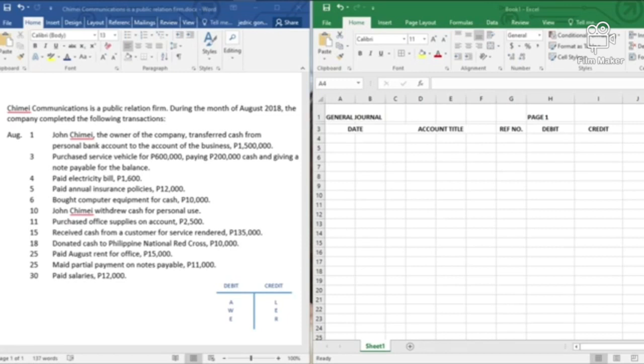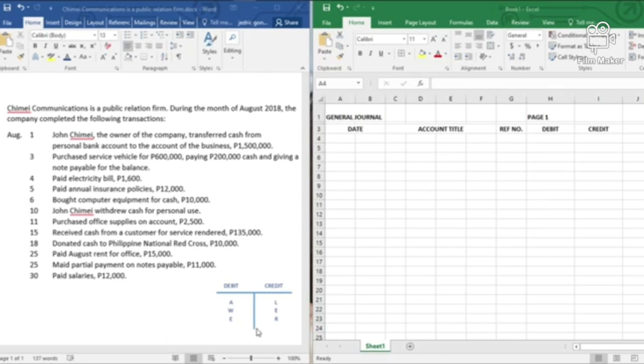Hi guys, let's do basic journal entries. Before we start, I would like to remind you that in preparing journal entries, always remember that you are preparing it for the company. Yung company perspective ang ginagawan mo, hindi yung owner.